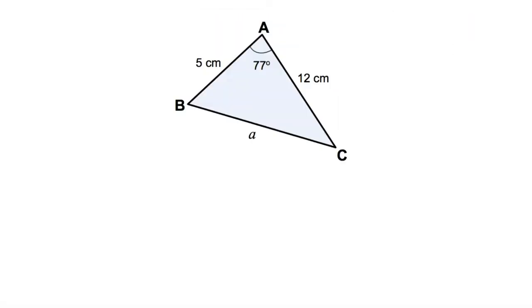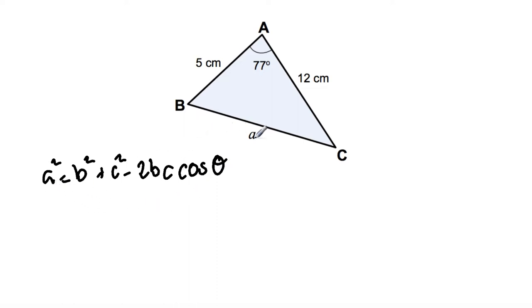Hi, so the first question is that we need to find the length of A. To do this, we're going to be using the cosine rule. To apply the cosine rule, we need two sides, in this case 5 centimeters and 12 centimeters, and an angle, in this case 77 degrees. Therefore we're going to be using this equation: a squared is equal to b squared plus c squared minus 2bc cos theta.